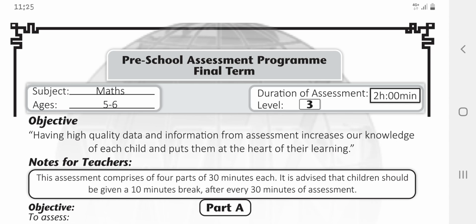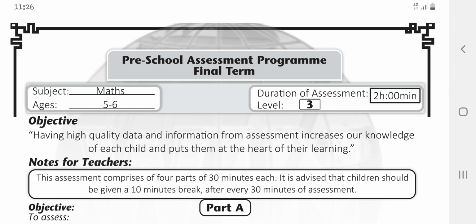In math, this is the last and final paper of the end of year assessments for ages 5 to 6, level 3, KG, commonly known as KG. Previously, we have uploaded the videos of English assessments for level 3 to 4, 4 to 5, 5 to 6, and then math assessments for level 3 to 4 and 4 to 5. This is math level 5 to 6. And after this, we will upload Urdu assessments for level 3 to 4, 4 to 5, and 5 to 6.